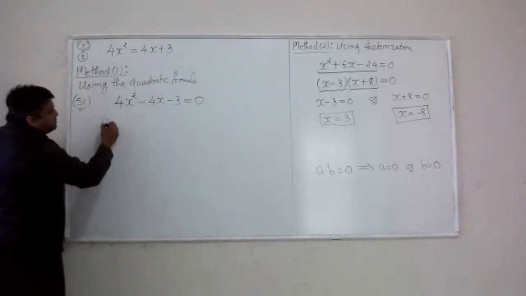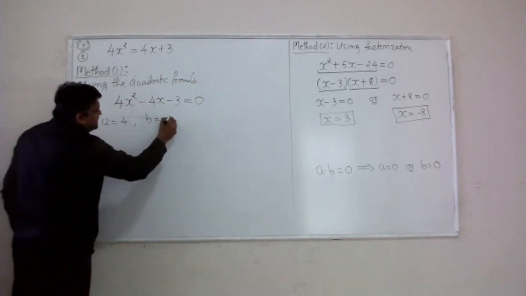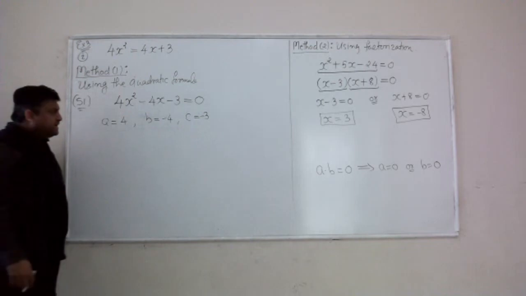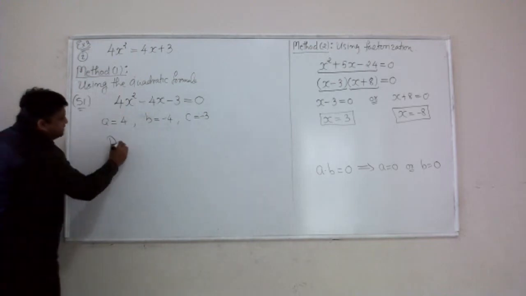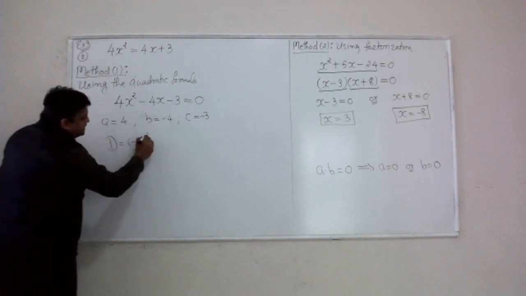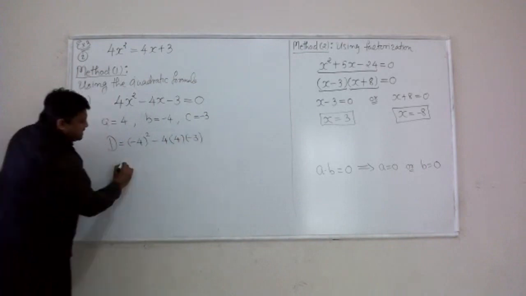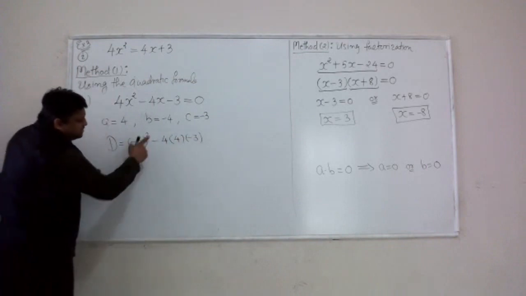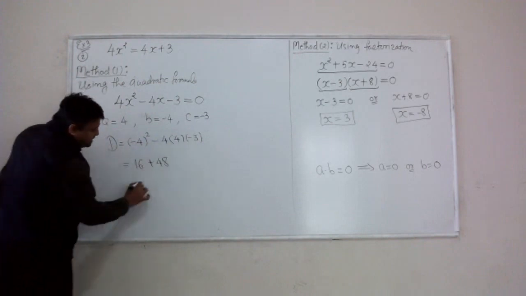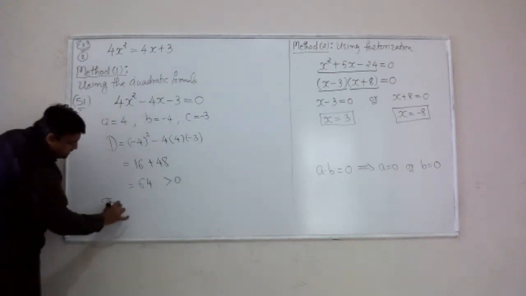Compare it with the standard form and write down the values of a, b, and c. Looks like a is 4, b is negative 4, c is negative 3. All right. Let's calculate d. b squared minus 4ac, negative 4 squared minus 4 times a times c. Do this computation carefully. Negative 4 squared is 16. The product of these three numbers is 48. I get 64. Since d is positive, there are two real roots.